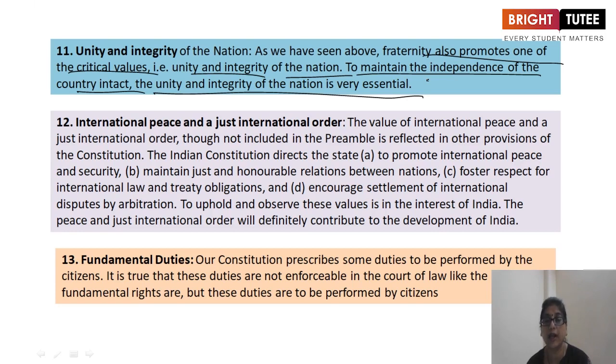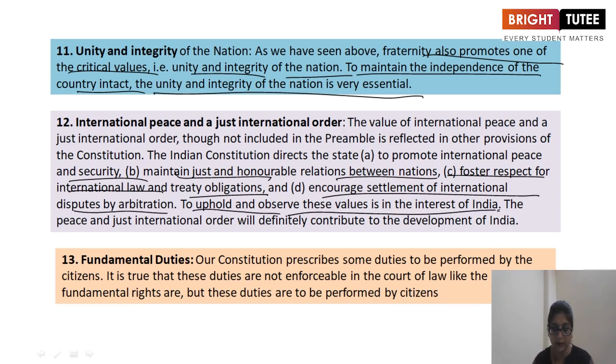The Constitution directs the state to promote international peace and security, maintain just and honorable relations between nations, foster respect for international law and treaty obligations, and encourage settlement of international disputes by arbitration, to uphold and observe these values in the interest of India. Peace and a just international order will definitely contribute to the development of India.